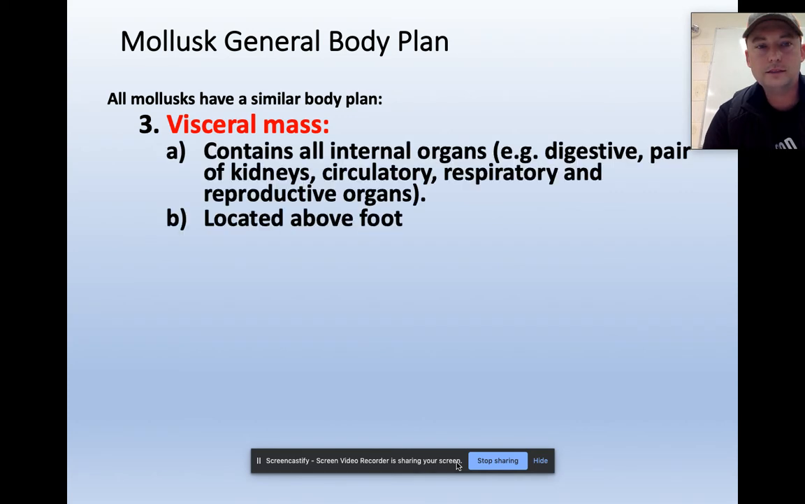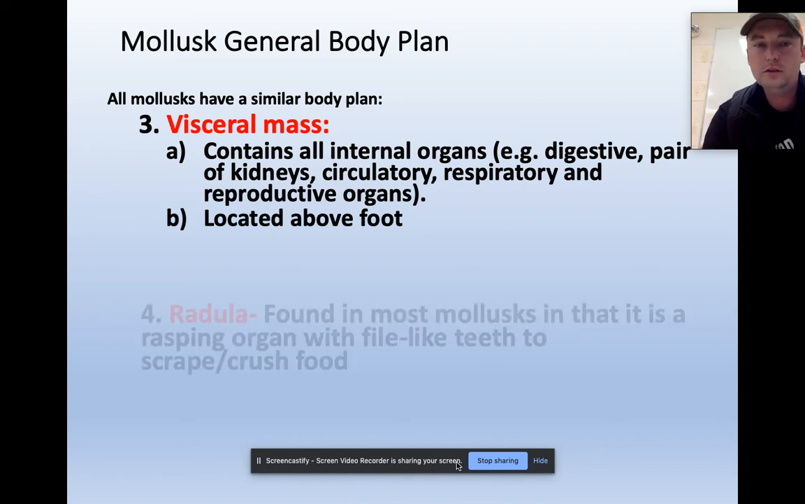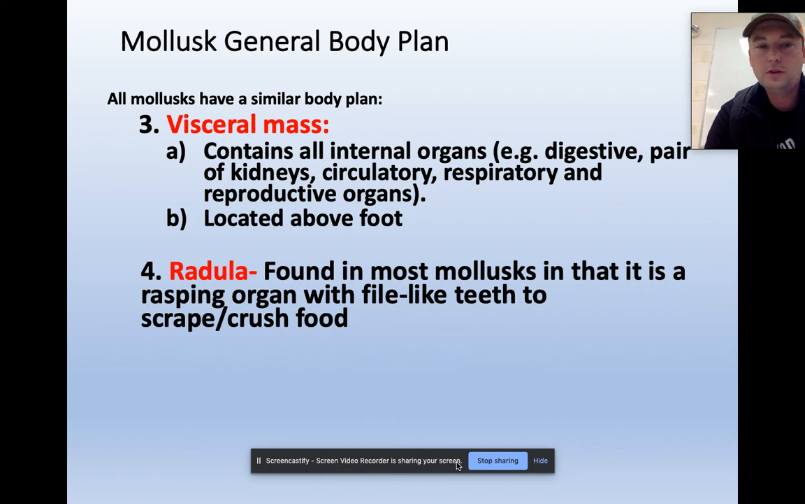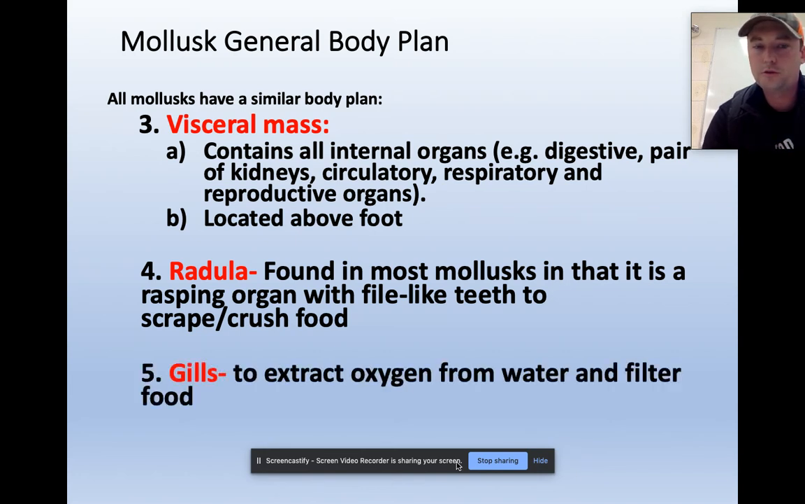The visceral mass there is essentially all of the internal organs protected, right? So it's usually located above the foot, and most of our organisms have a radula, like we said before. That's that chisel-like rasping tongue that's able to scrape and help crush their food. And again, all mollusks, even snails and slugs, have gills.